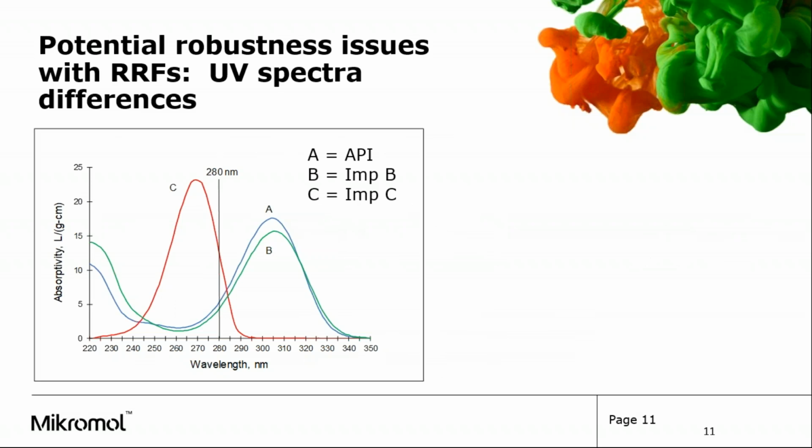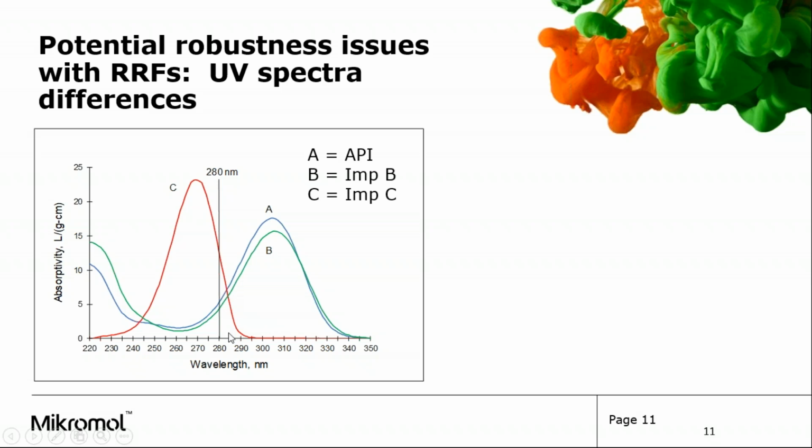Another consideration for use of relative response factors instead of external standards is potential robustness issues with those. And by that I mean, is the RRF going to be constant from run to run? This was a case that I encountered where I showed the spectra for, here in blue, the API, and two impurities. Impurity B has a spectrum shown in green, very similar to that of the API. However, impurity C, the spectrum maximum was shifted quite a bit, and normally one might want to do detection out here at 305 or so at the API maximum, but impurity C would be invisible there.